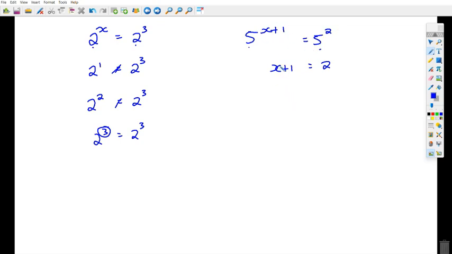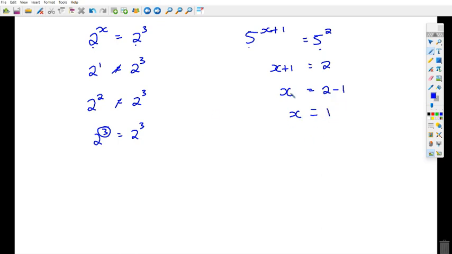So we've got x plus 1 equals 2. I want to solve for this x over here, so what am I going to do? I'm going to take all my numbers that way, all my x's this way. So my x stays. When I take this one across, it becomes negative 1, so x is equal to 2 minus 1, which is just 1.